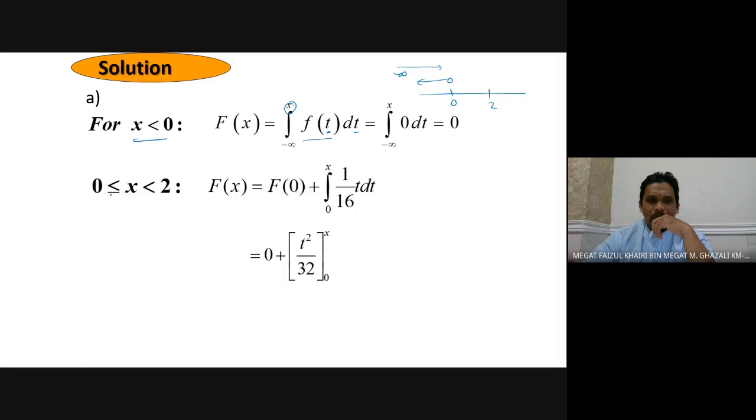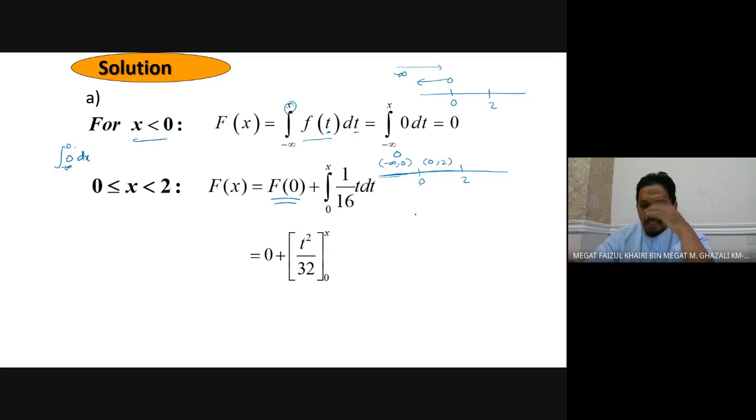And then, when it comes to x in between 0 until 2, here is where negative infinity until 0, then 0 until 2. In the first domain, the function is 0. The second domain is from 0 until 2. So this 0, we put as F(0), which is the integral of 0 dx from negative infinity until 0. So terkumpul dia untuk selang pertama, for the first domain the accumulation is equal to 0, plus 1 over 16x.